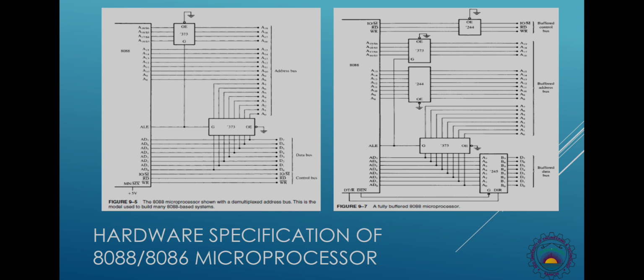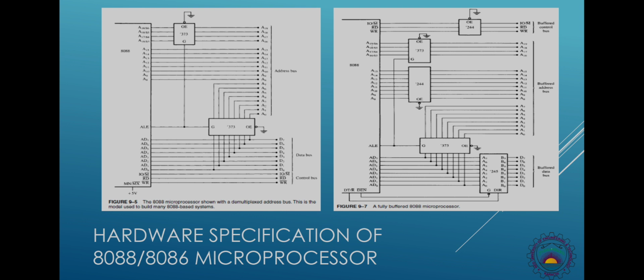Bidirectional buffer works in such a way that it can communicate from A side to B side, or it may transfer data from B side to A side depending upon the logic level of the DIR pin. You may see that the DIR pin is connected with the DT/R bar pin of the microprocessor, and there is another pin G, that is the low enable pin, that is connected with the DEN bar of the microprocessor.